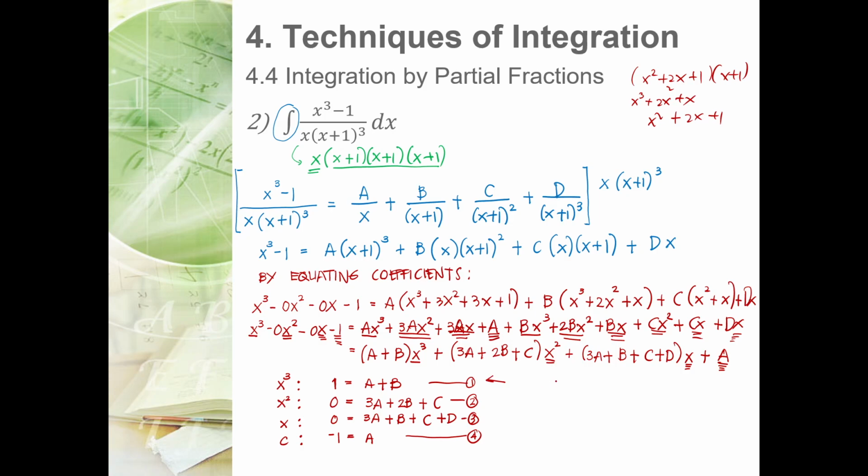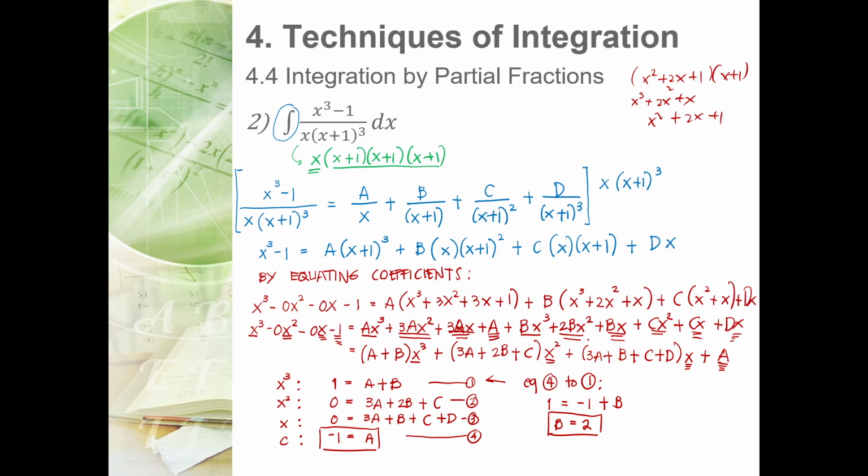So by using equation number 4 to 1, meaning equation 4 to 1, that will be 1 is equal to negative 1 plus b. So transposing, b is equal to 2. Okay, so we now have 2 for b, and you also have negative 1 as your a.